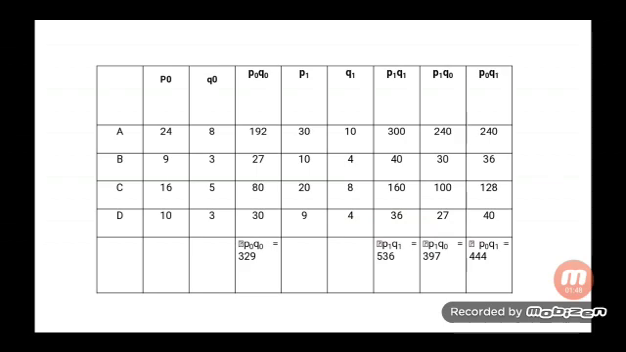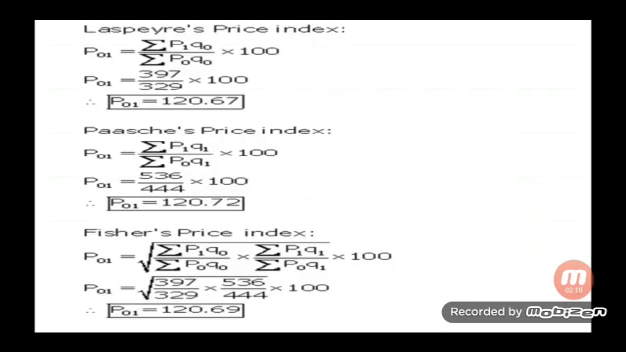Now we will add all these 4 columns. P0 Q0, the total is 329. P1 Q1, the total is 536. P1 Q0, the total is 397. P0 Q1, the total is 444. Now we are going to put the values in the formulas. Laspeyres price index, it is sigma P1 Q0 upon sigma P0 Q0 into 100. 397 upon 329 into 100, the answer will be 120.67.